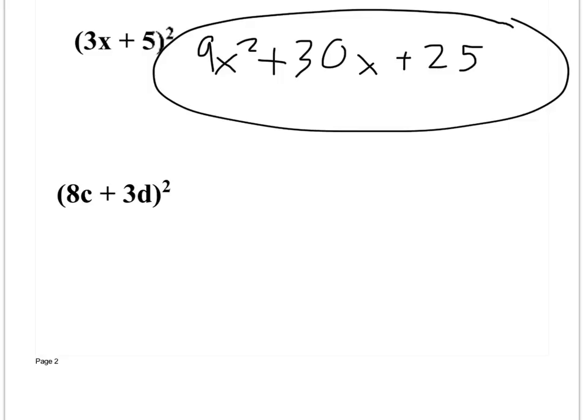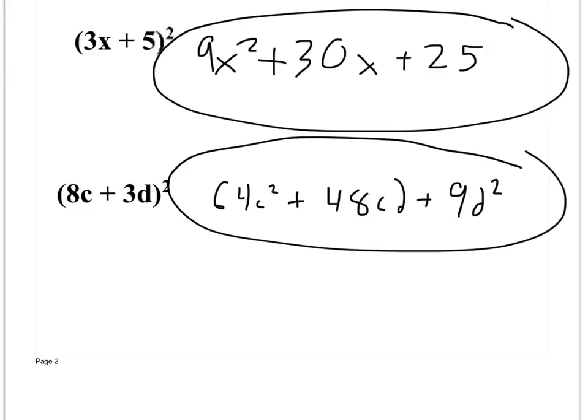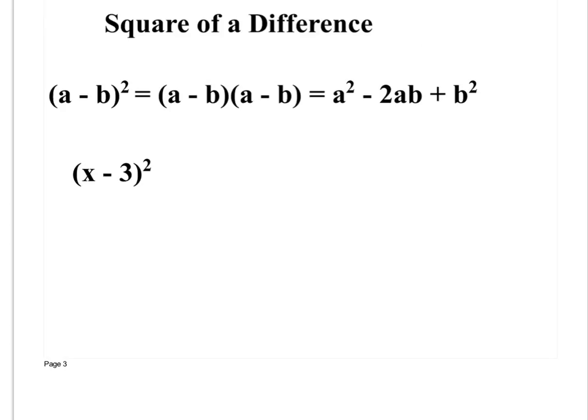8c plus 3d, and we're squaring it. So I do the first one squared. 8 times 8 is 64 c squared. I do 2 times the first number times the second number. So 2 times 3 is 6. 6 times 8 is 48cd. And then I do the last number squared, which will give you 9d squared. There's my answer.